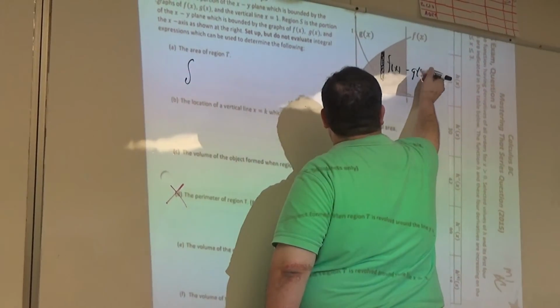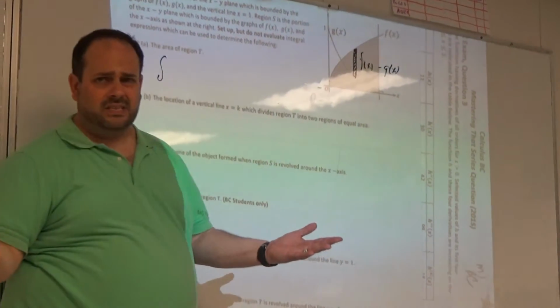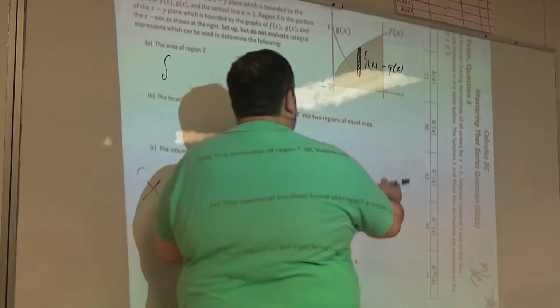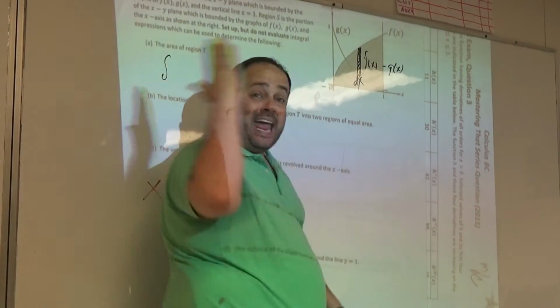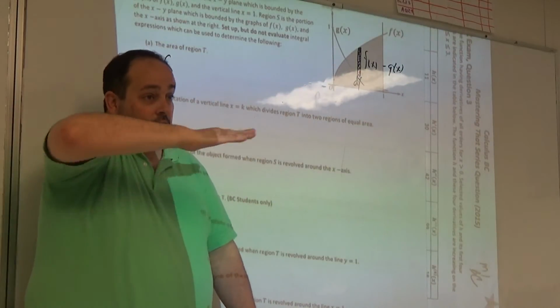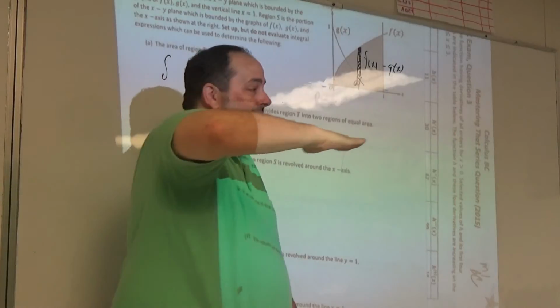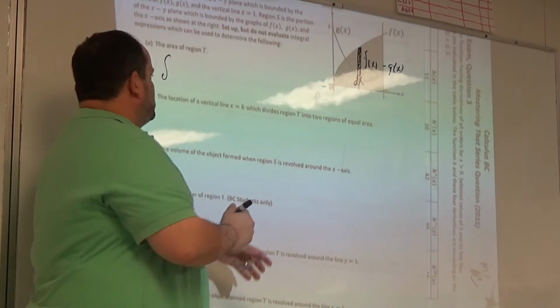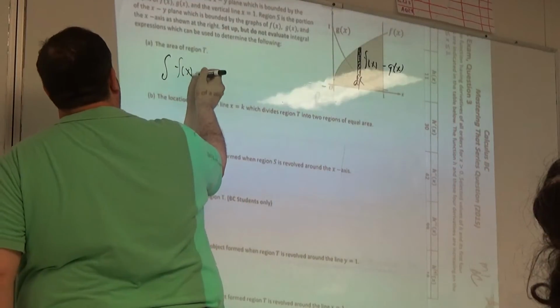I heard you say f of x minus g of x, and I assume everybody's okay that this is f of x minus g of x. How tall? How wide? dx, right? Whenever your rectangles are going this way, I want you to be like dx. And if they're going this way, dy. Okay, so top minus bottom dx. Great, so f of x minus g of x dx.